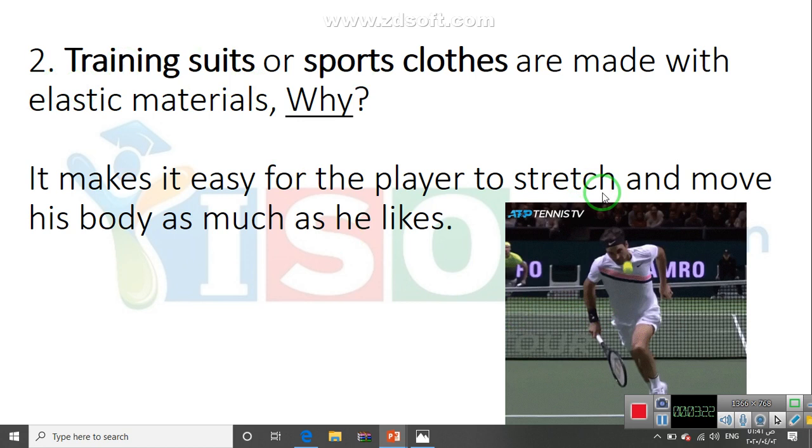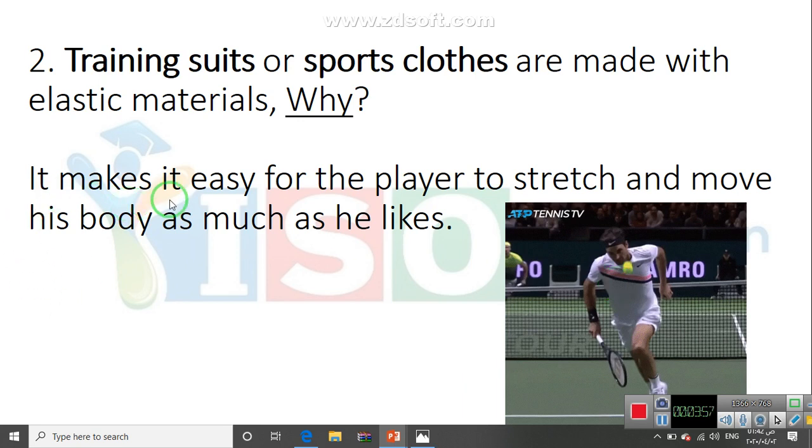Now we're going to talk about other objects that are made with elastic materials. Training suits or sports clothes are made with elastic materials. Can you see these sports clothes or training suits? They are made using elastic materials. Why do you think they made them using elastic materials?